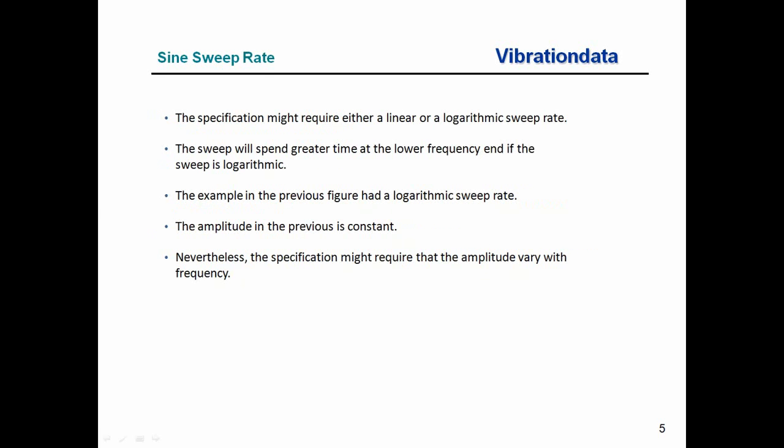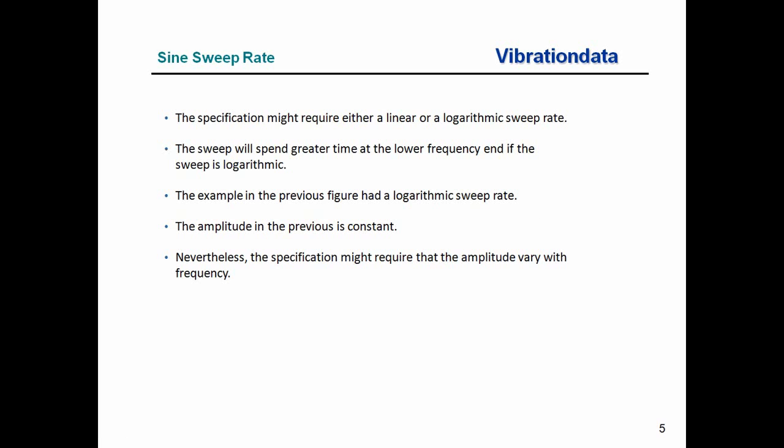Okay. We also need to talk about rate. So the two typical ways are to either perform a linear sweep rate or a logarithmic sweep rate. And the more common of the two is the logarithmic sweep rate. And the sweep will spend a greater amount of time at the lower frequency end if the sweep is logarithmic. And the example in the previous figure was in fact a logarithmic sweep rate. And the previous example had a constant amplitude, but the amplitude of a sine sweep specification can change as a function of frequency.